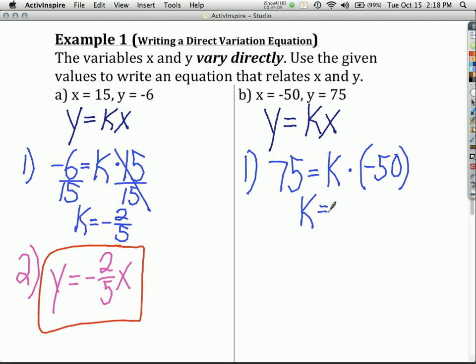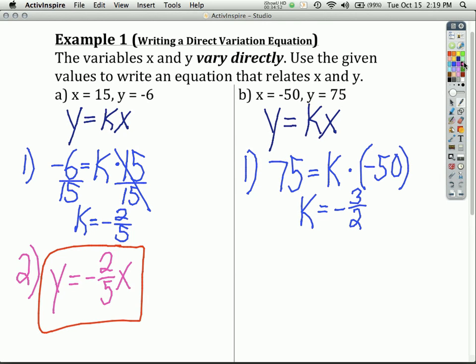-1 and 1/2. -1 and 1/2, but we don't want to write it like that. So how should we write it? No, there's a reason why I don't want it as -1 and 1/2. If you think about what k really is, you still can't do that. Danielle, she's going to help you out. -3/2, because k is the same thing as slope. We don't want it in mixed number form. It has to be as a fraction.